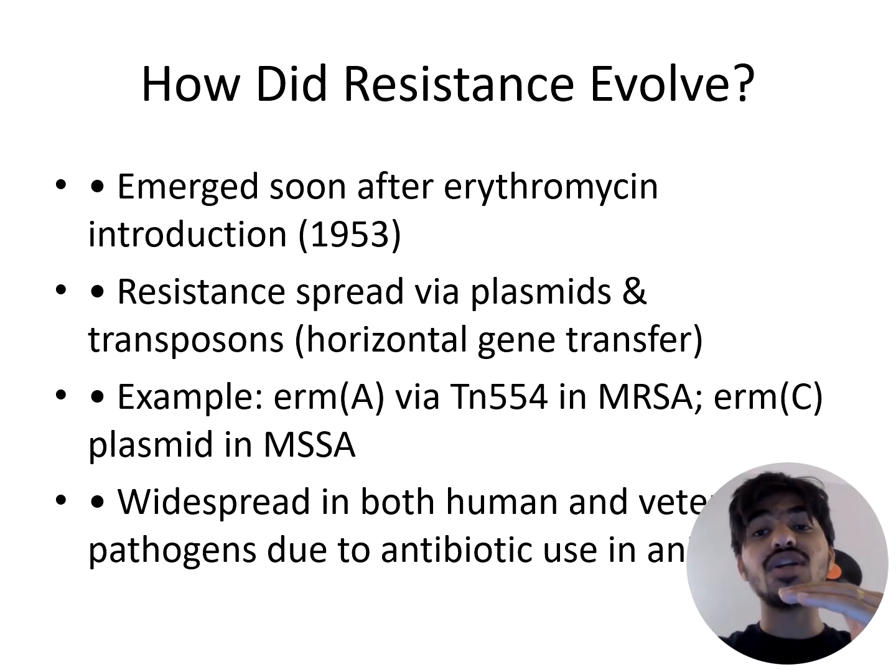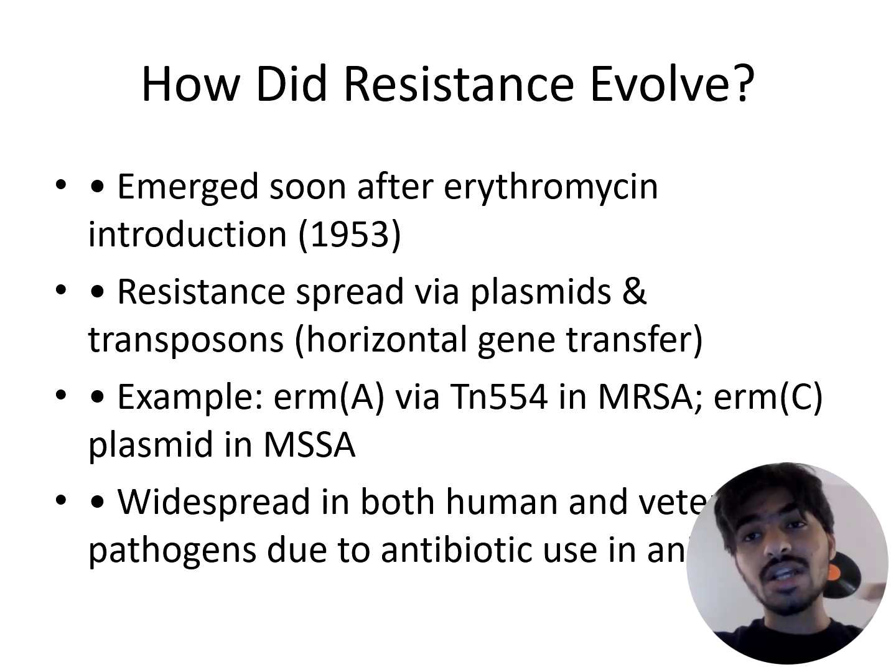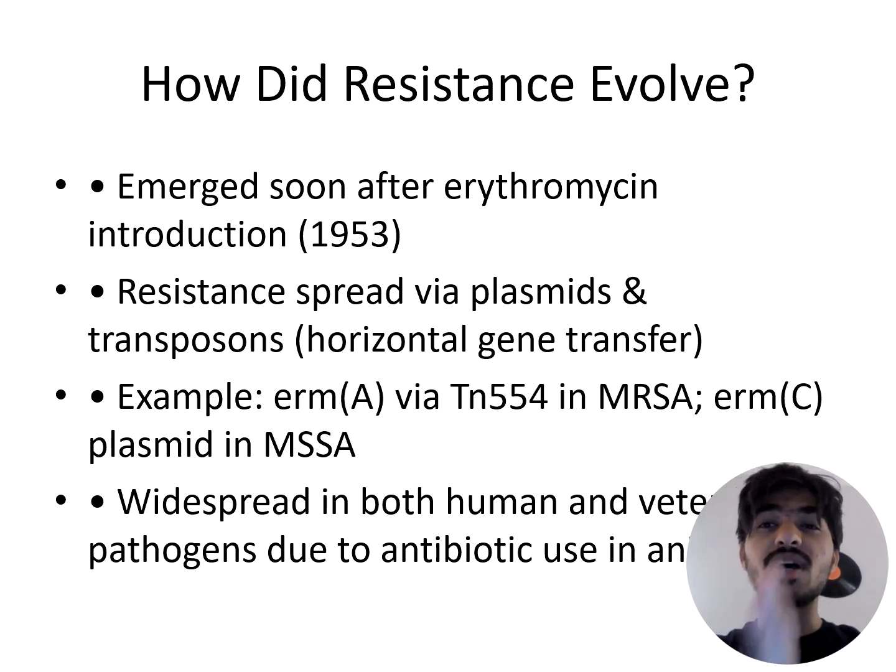So this is transferred through horizontal gene transfer via plasmids and transposons. The examples are ARM-A, a gene carried on a transposon like TN554 in MRSA, and ARM-C, which is plasmid-borne in SSA.